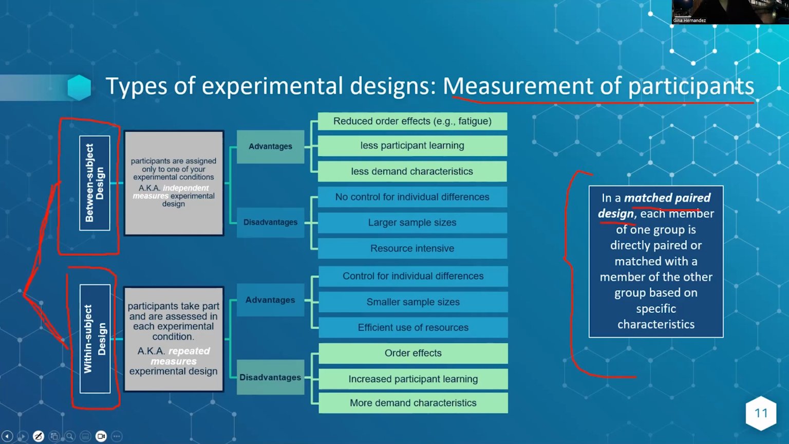So here, it's really easy. Having a between-subject design only means that the participants are assigned only to one of the experimental conditions.